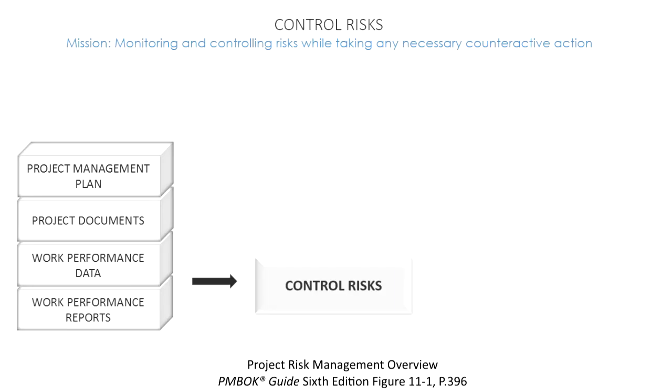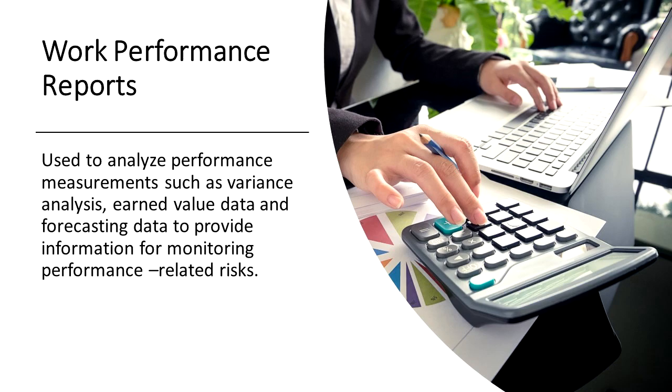Another very important input here is work performance reports. Now, you remember these work performance reports come from monitor and control project work, and they become an input here because these work performance reports give us an idea on how effective our risk management has been. These work performance reports could contain information relating to earned value data and forecasting data that could be relevant when we are monitoring risk items.